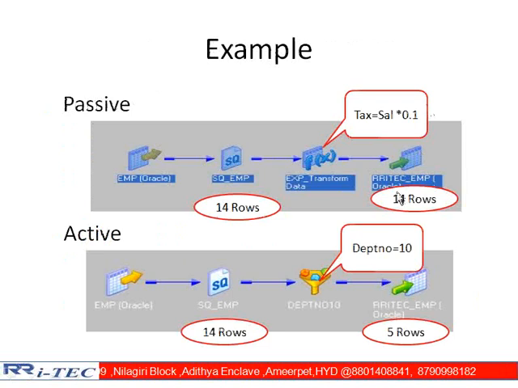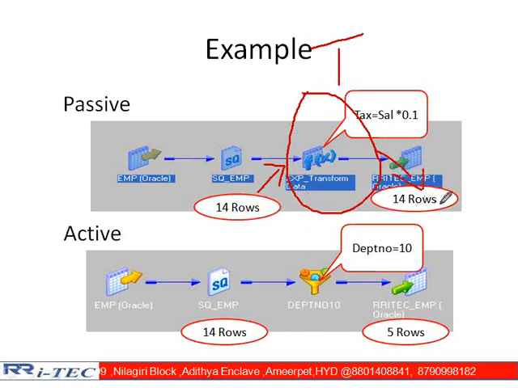What is happening here? This is my transformation. How many records am I sending as input here? 14 rows I am giving as input. How many records came as output? The same 14 rows came. If the number of input records and the number of output records are the same, then that is called a passive transformation. The best example is the expression transformation.